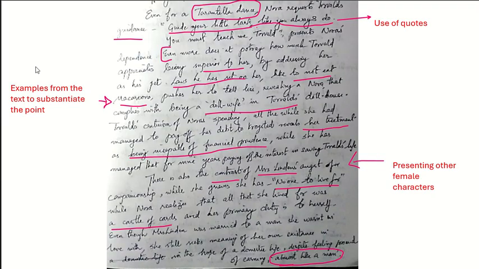Okay, next she writes, we can also note that she's changing the paragraphs every time. Keep a note on that. Even for a tarantella dance, Nora requests Torvald's guidance. Now she's using a quotation, but she's not changing a line, she's just using it in a sentence so that it incorporates together.